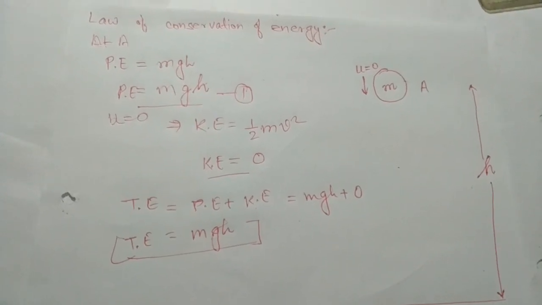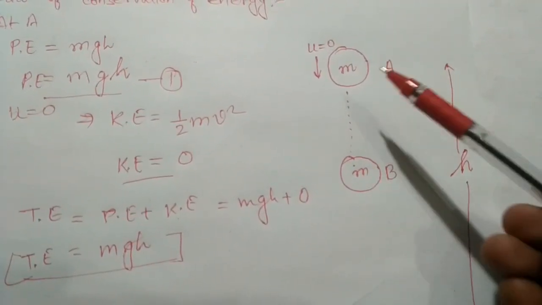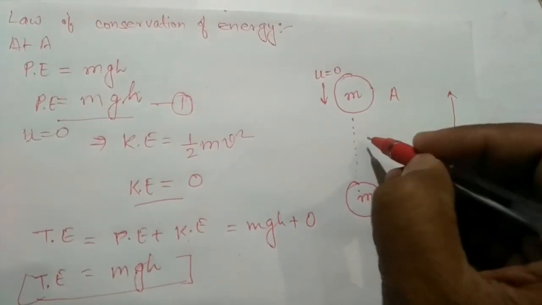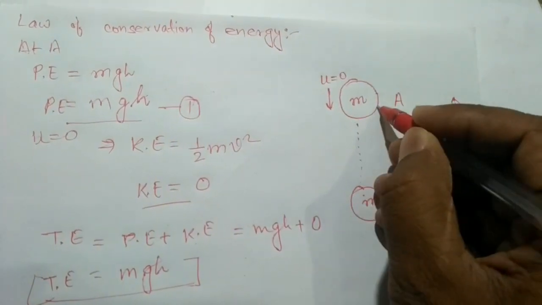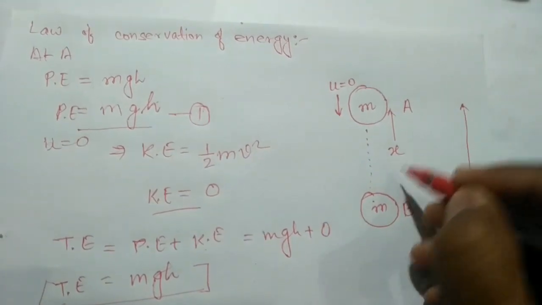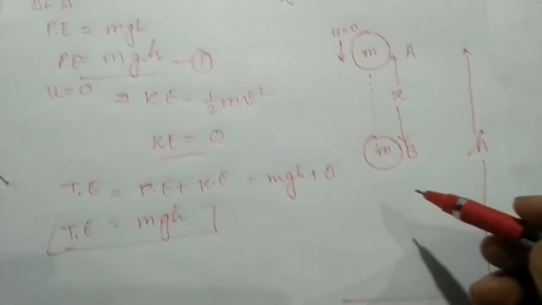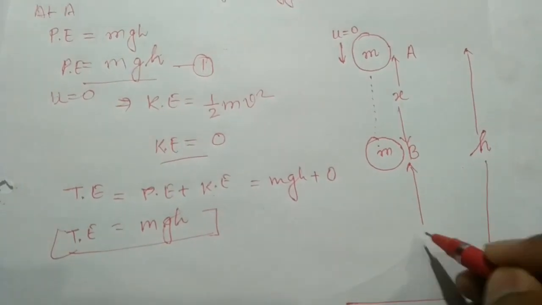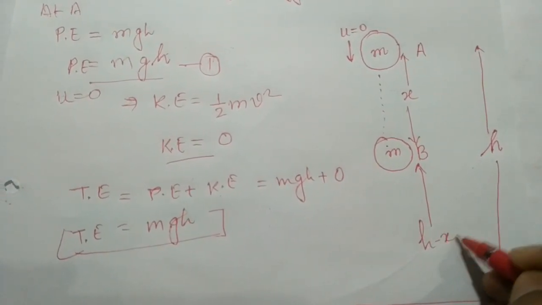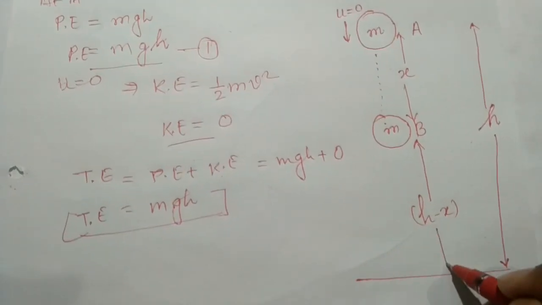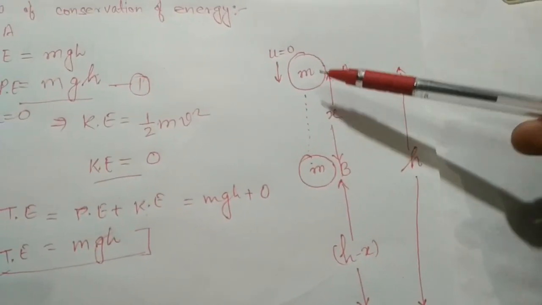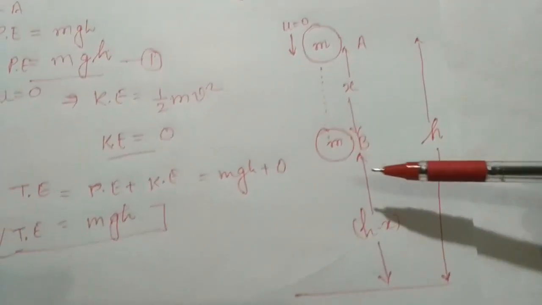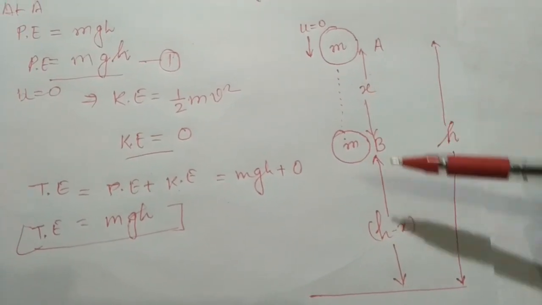So for that, let's draw first. Here it comes from A to B. Now consider this distance from top to bottom, from here to here, as x, and what will be remaining from bottom to top now? h minus x. See here, the ball has fallen a distance x, so the remaining distance is h minus x.